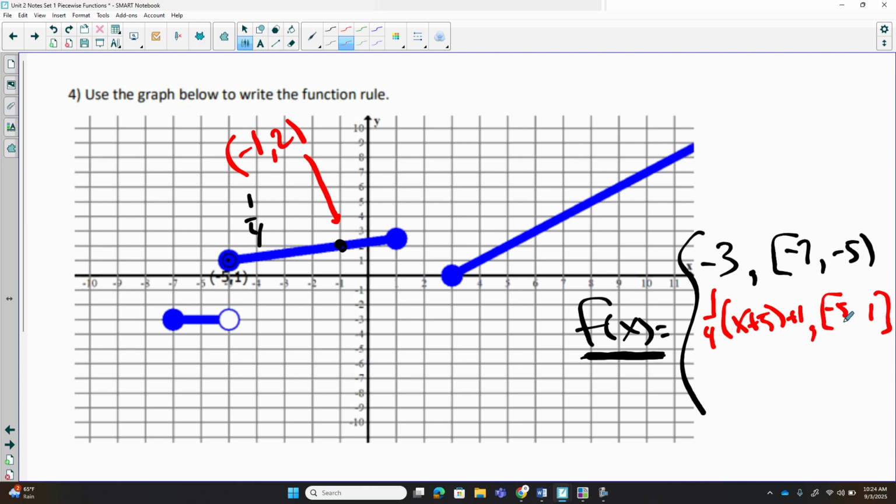Last but not least, it looks like it's got a positive slope of 1. Now, some of you guys may have went like this and just said x minus 3, and that is totally acceptable. And then we're going from 3 to infinity. If you wrote that as 1 and then just pick the point, that's fine.